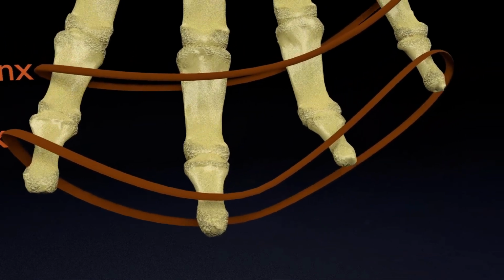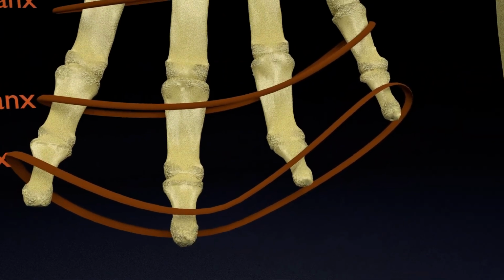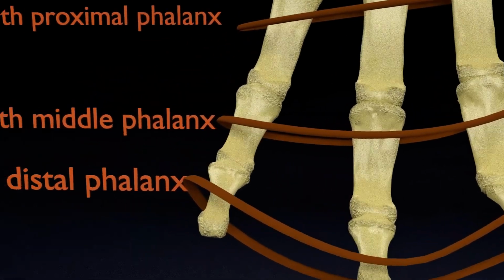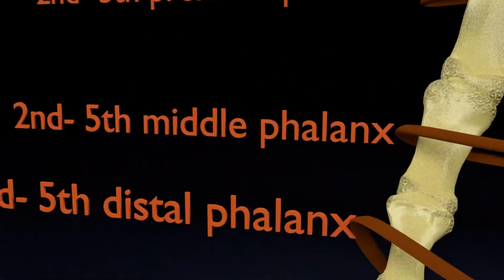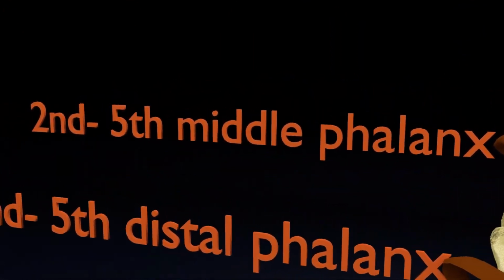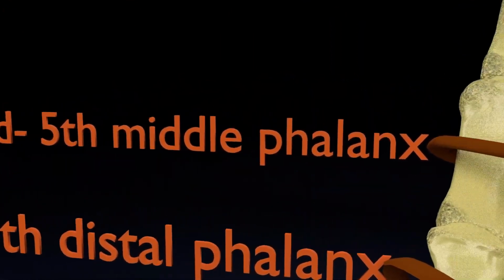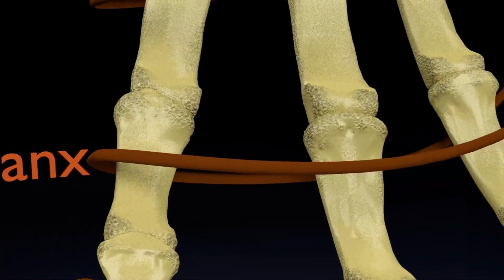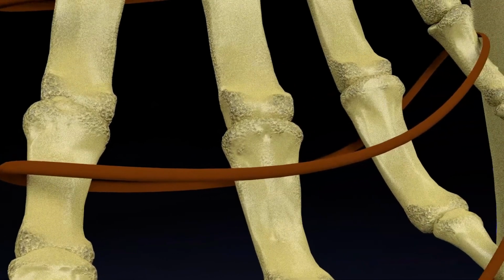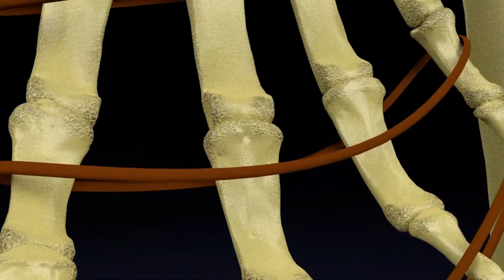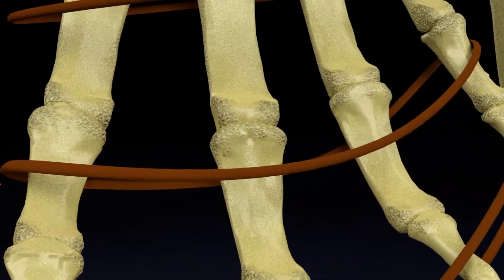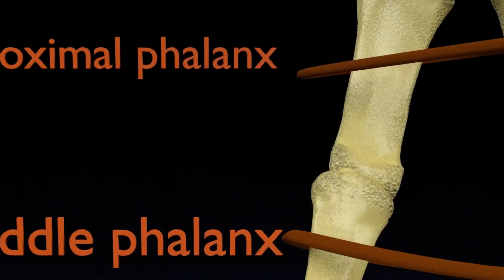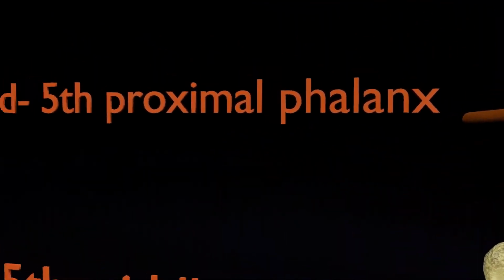Mallet finger results from sudden passive flexion of the distal interphalangeal joint, so that there is an avulsion of the extension tendon from the distal phalanx with a small fragment of bone attached to the avulsed tendon. Moving proximally, next are the 2nd to 5th middle phalanges shown in the video. They articulate with the distal and proximal phalanx through interphalangeal joints and help the fingers to bend.